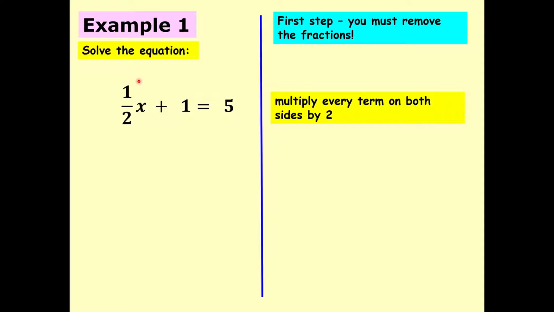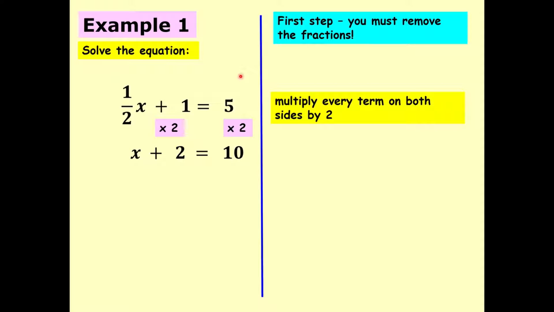So we're going to multiply a half x by 2, we're also going to multiply 1 by 2, and then we're going to multiply 5 by 2. So every single term in your equation, you're multiplying everything by 2. So first step, multiply by 2 to get x plus 1 equals 10. No, sorry, x plus 2 equals 10. So we've multiplied every single term by 2.